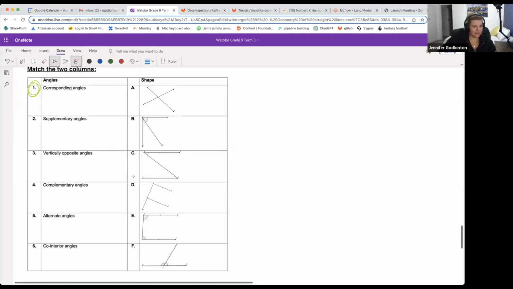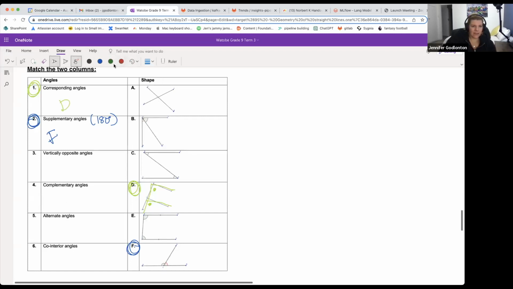Yes. Good. It's going to be D, because there is our F shape, which means this angle is equal to this one. 100%. Okay. Which letter is going to go with supplementary angles? Remember, supplementary is 180 degrees. Which one is going to go with supplementary? Beautiful.